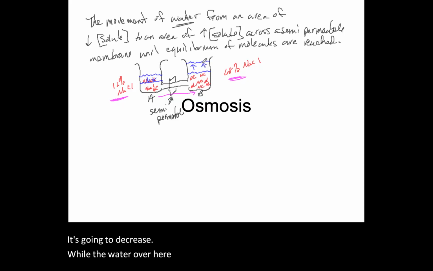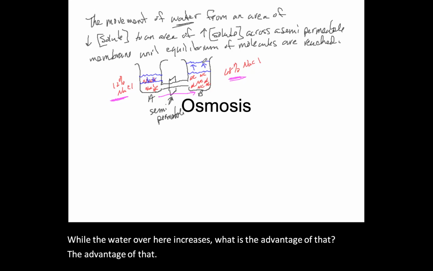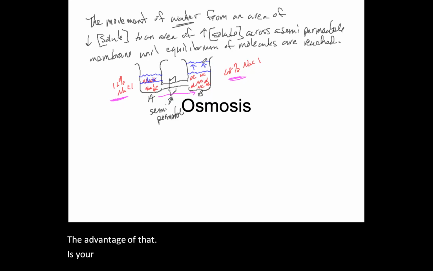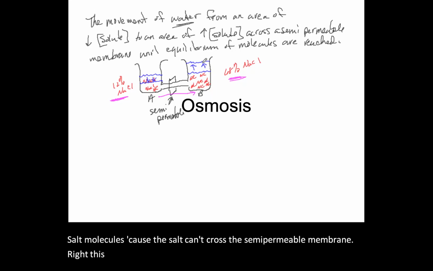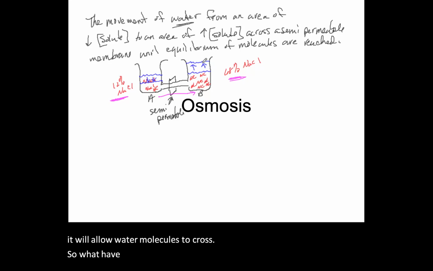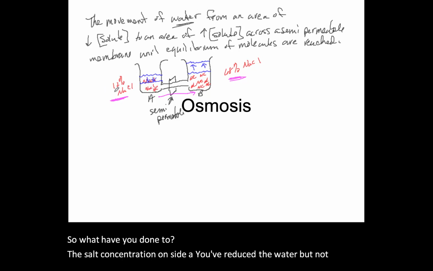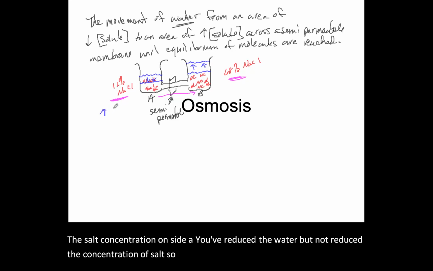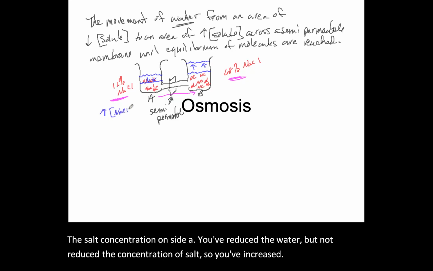What is the advantage of that? The advantage of that is you're not moving salt molecules, because the salt can't cross the semipermeable membrane. The semipermeable membrane is too selective, doesn't let salt cross, but it'll allow water molecules to cross. So what have you done to the salt concentration on side A? You've reduced the water, but not reduced the amount of salt. So you've increased the concentration of NaCl.